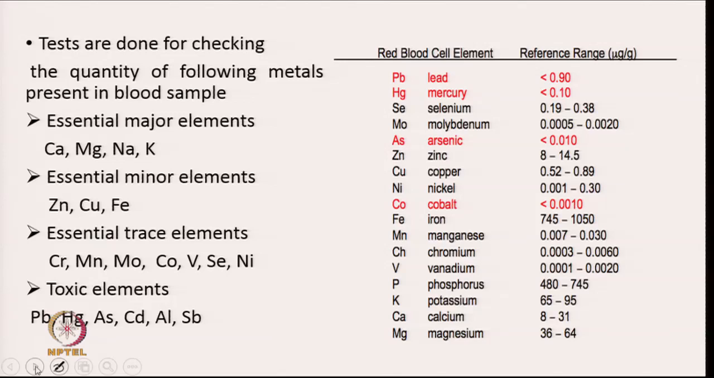The tests are done for checking the quantity of several metals present in the blood sample. For example, some of the metals are essential, such as calcium, magnesium, sodium and potassium. There are some minor elements which are also essential, for example zinc, copper and iron. There are essential trace elements like chromium, manganese, molybdenum, cobalt, vanadium, selenium and nickel, whereas there are some toxic elements such as lead, mercury, arsenic, cadmium, aluminum and antimony.